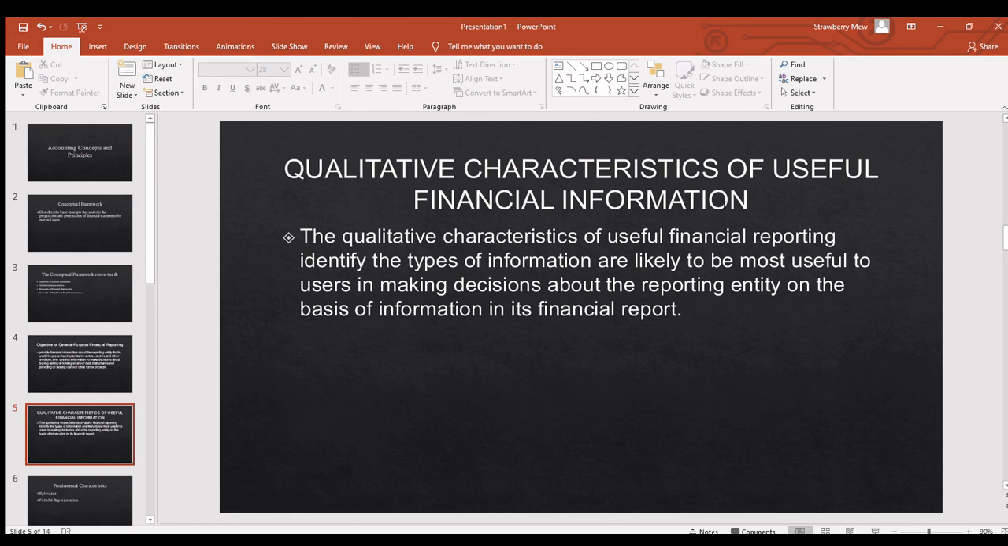Okay? So in order for a financial information to be useful, it must have qualitative characteristics. Okay? The qualitative characteristics of useful financial reporting identify the types of information that are likely to be useful to users in making decisions about the reporting entity on the basis of information in its financial reporting. Okay? So, likely to be most useful ang mga kapag merong mga qualitative characteristics ang financial information. So, what are the qualitative characteristics?